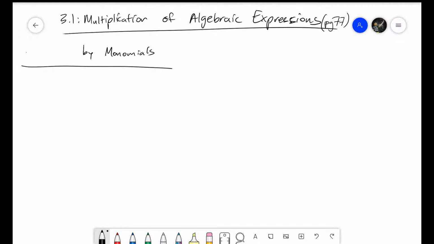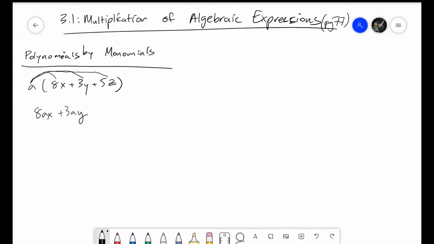The next section is to multiply polynomials by monomials. So to do this, you have to simply multiply every term of the polynomial by the monomial. So for example, if you're multiplying a by 8x plus 3y plus 5z, what you do is you'd multiply the a by the 8x, which would give 8ax, and then multiply a by 3y, which would give 3ay, and you multiply a by 5z, which would give 5az.